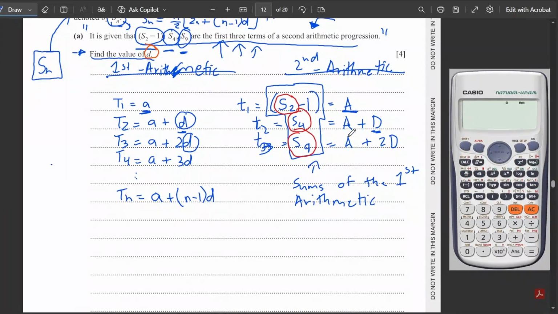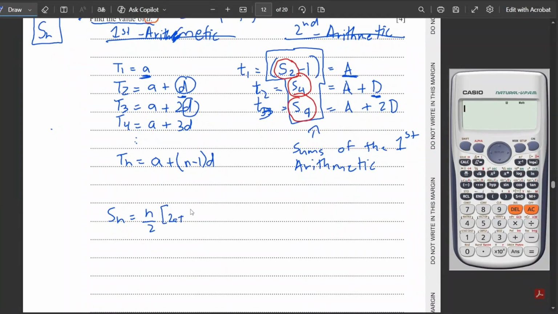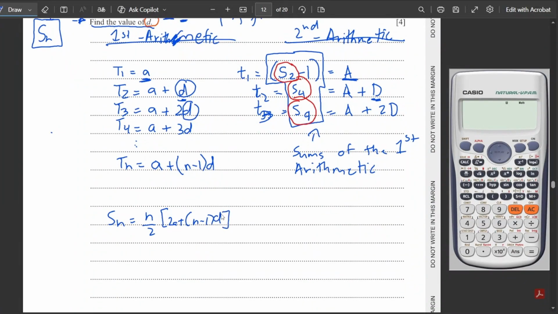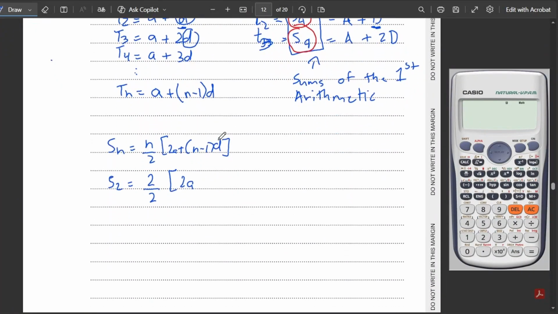And the way we do that is we use this idea of S_n equals n divided by 2 times 2a plus n minus 1 d. So how do I find that? Well, if I want to find S2, I can just say S2 equals, so instead of n, I'm going to put 2 over here. Then 2 times a. I'm going to put in small a over here. And then plus n minus 1 d. So n minus 1 is going to be 2 minus 1 is 1. 1 times d is going to be d. So I get this thing.